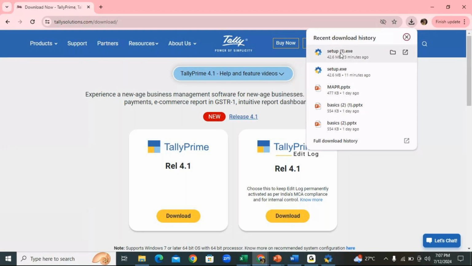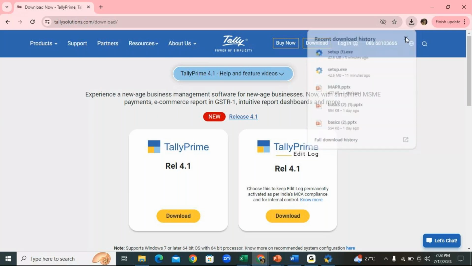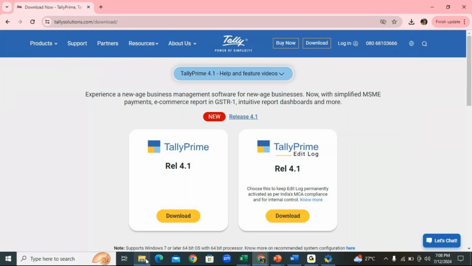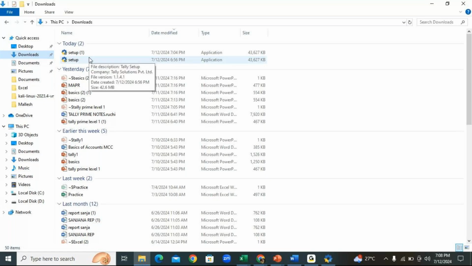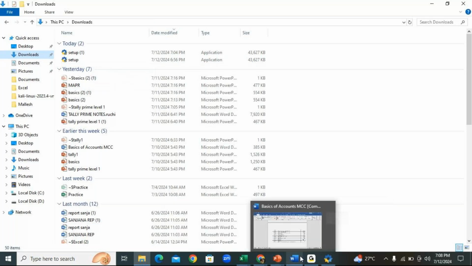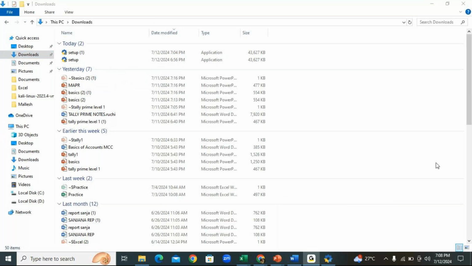It's taking time to load, ma'am. Or go to your folders, your files. Here you'll have Downloads. In this Downloads option, you'll have the setup. The setup is getting downloaded now, ma'am. Then you'll have to wait for some time. Ma'am, I'm not able to download.